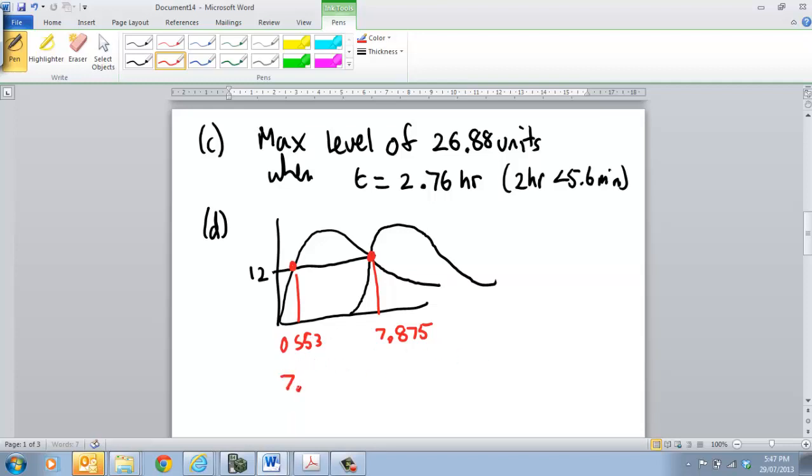So if I do 7.875, take 0.553, that will give me an answer which is approximately equal to 7.322 hours. Now if you also convert that to minutes, that works out to be 7 hours and 19 minutes. So that's the time that I'd actually need to take that after my beginning time.